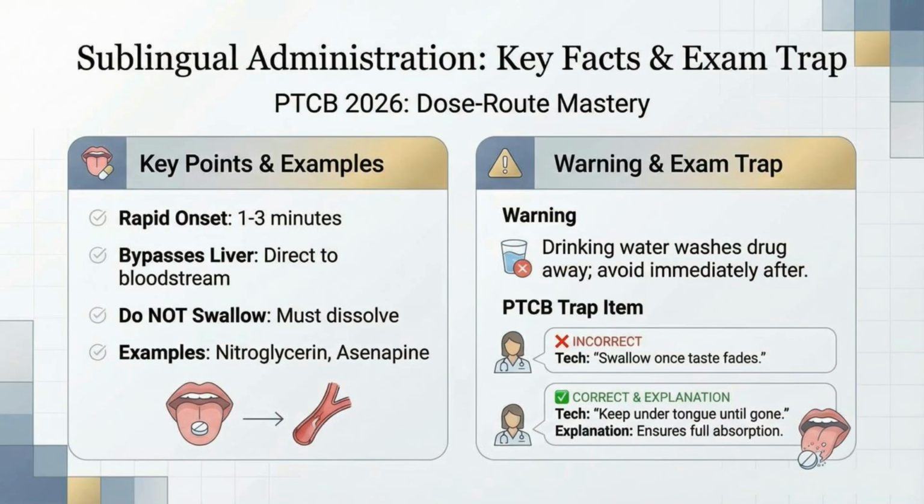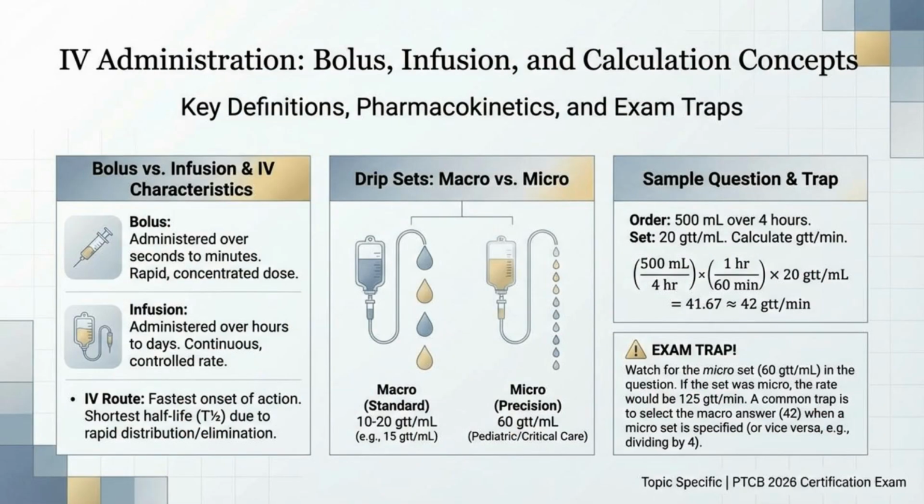Sublingual administration has a rapid onset, typically 1 to 3 minutes, and bypasses the liver. Key points include not swallowing the tablet, which must dissolve completely under the tongue. Avoid drinking water immediately after administration, as this washes the drug away. IV bolus is administered over seconds, providing a rapid, concentrated dose. Infusions are administered over hours to days, at a continuous, controlled rate.